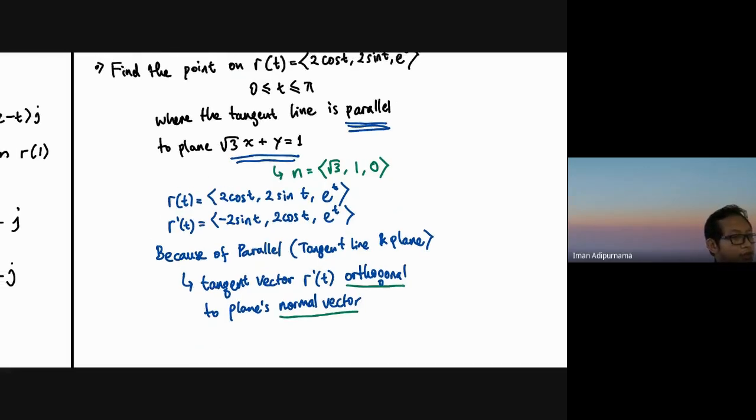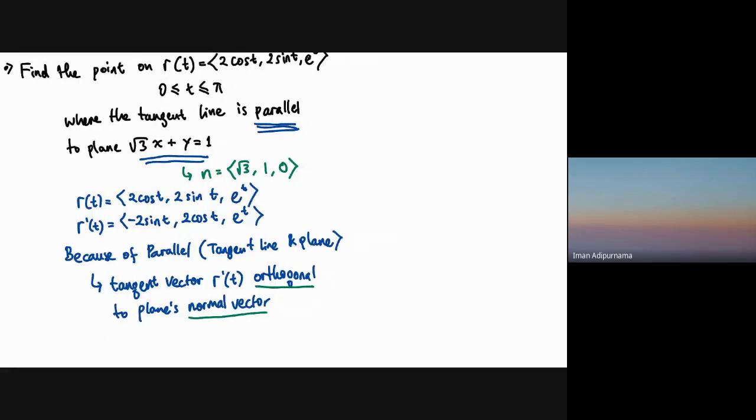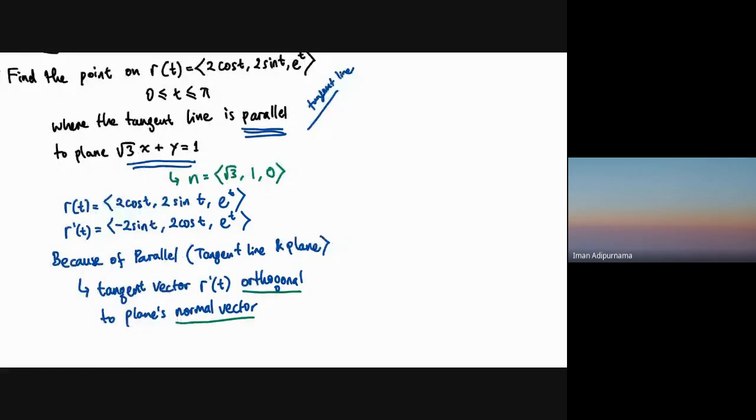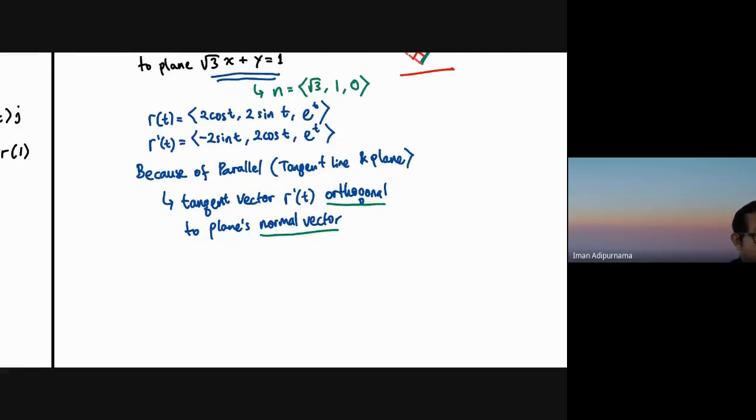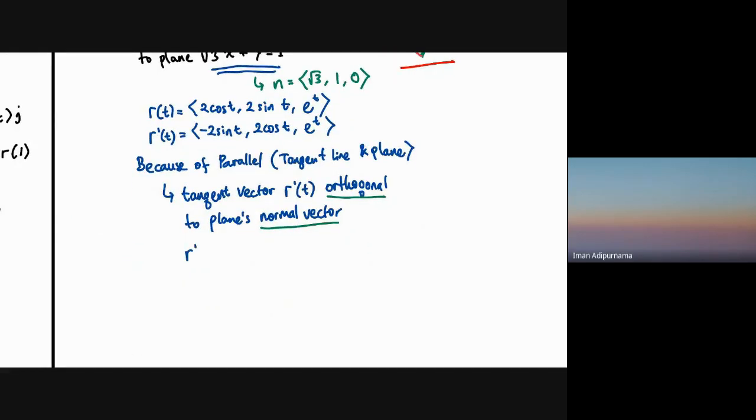So first, because the tangent line is parallel, let me draw maybe here. Let's say this is the tangent line, and this is the plane. It's not a tangent line, sorry, it's a vector. So the tangent line will be here, for example, at this point, and it's also orthogonal to the plane's normal, right? This is just an example. So we can write that r prime t dot n should be 0.